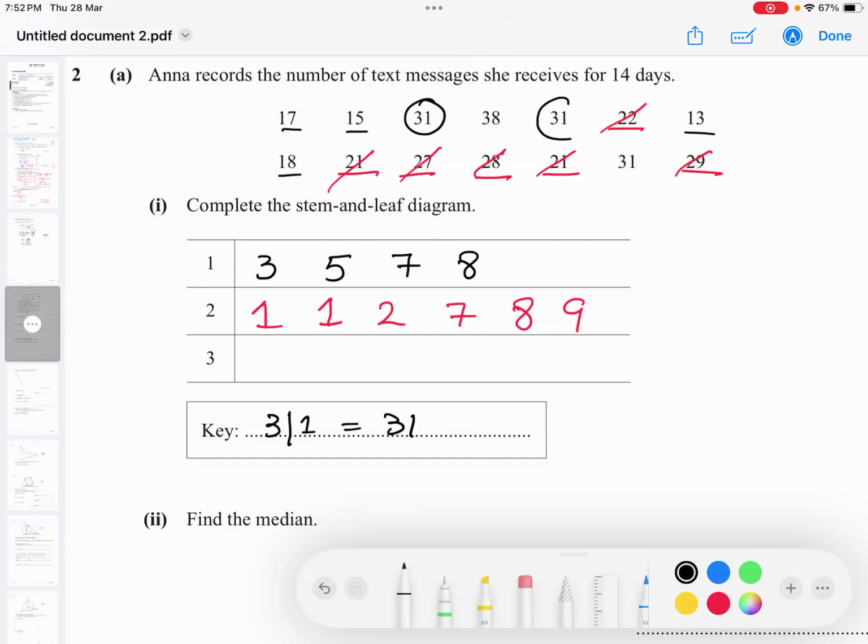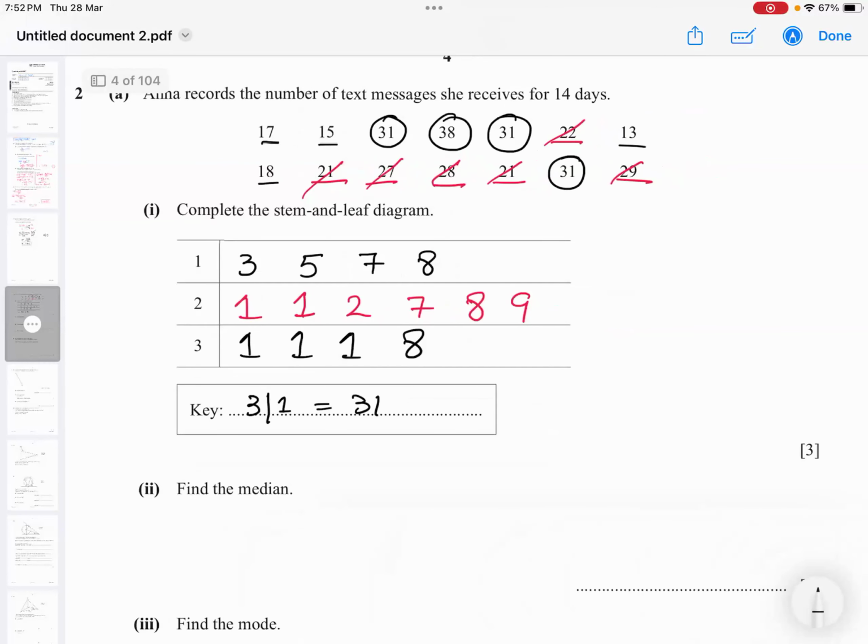Then 31, 31, 38, 31. That's it. We have 30 values. There are three 31s, so 31 is my mode as well, if the examiner asks.